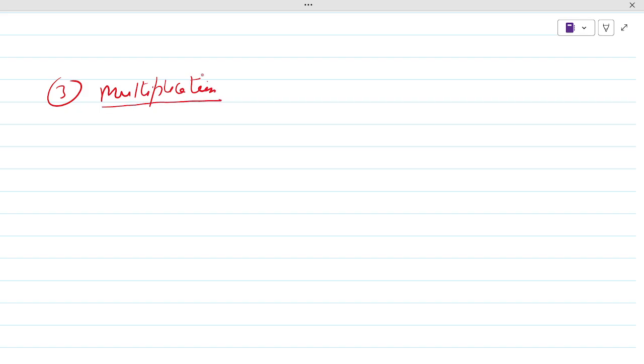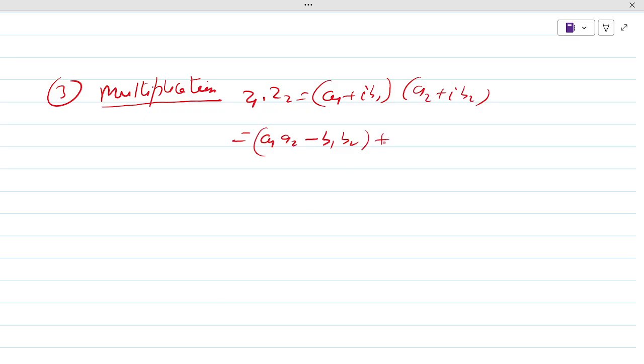Multiplication of a complex number. Multiplication is also, let's say, any complex number z1 times z2 is equal to (a1 plus ib1) times (a2 plus ib2). If you multiply these complex numbers, I will get a1 a2 minus b1 b2, plus i times (a1 b2 plus a2 b1). This is simple algebra.